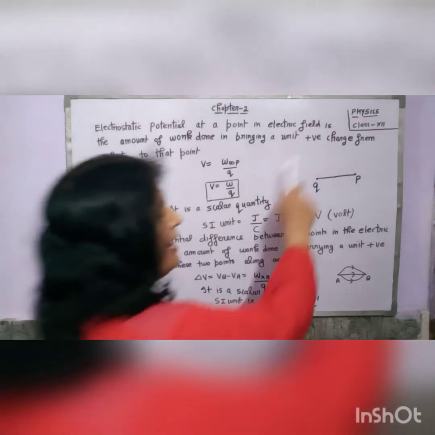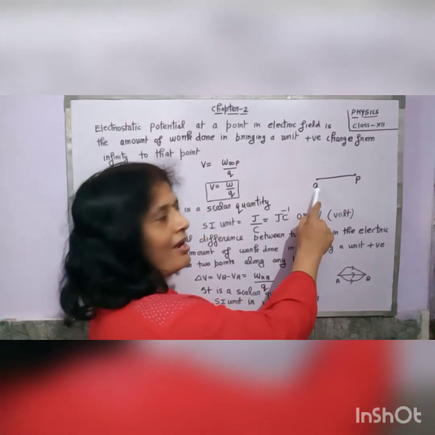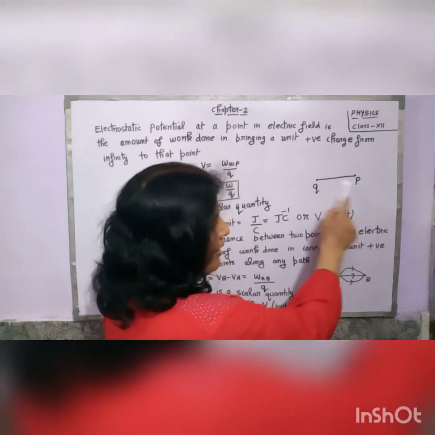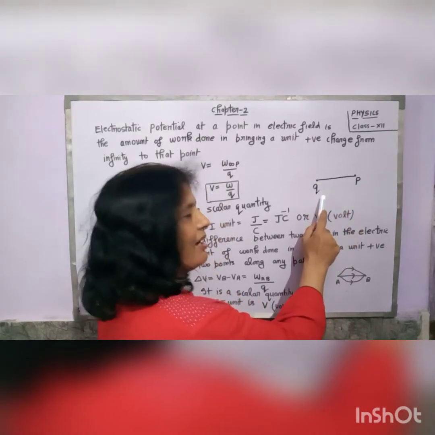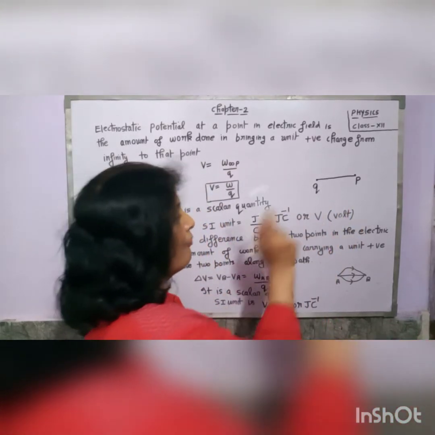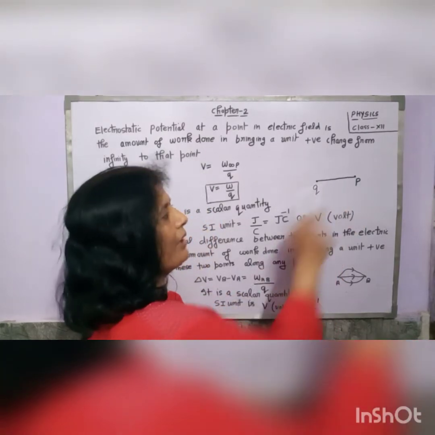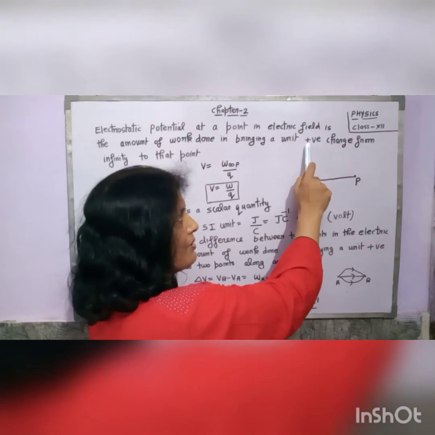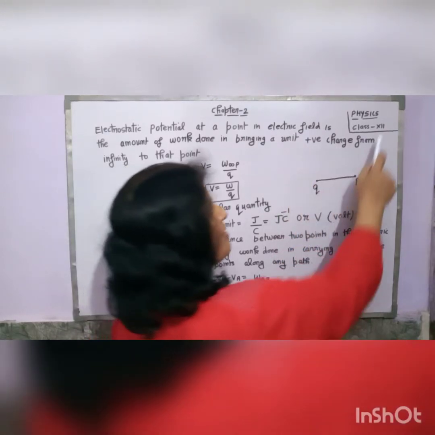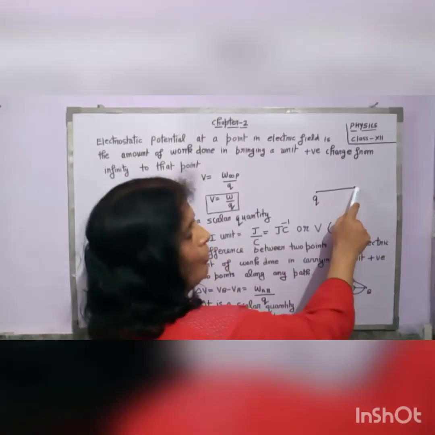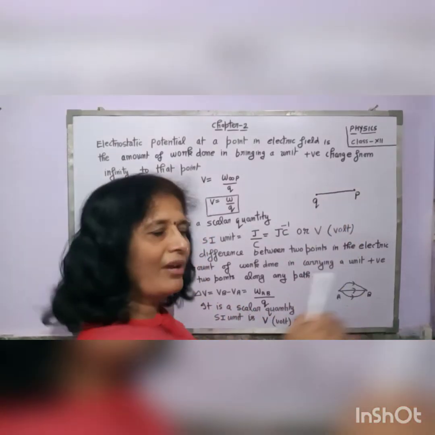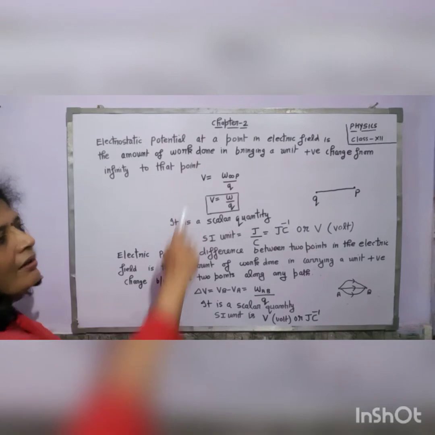Suppose there is an electric field due to this charge and P is a point in the electric field of charge Q. Then what will be the value of the electric potential at this point? We have to bring a unit positive charge from infinity to that point. What is the amount of work done? That amount of work done is known as the electrostatic potential.